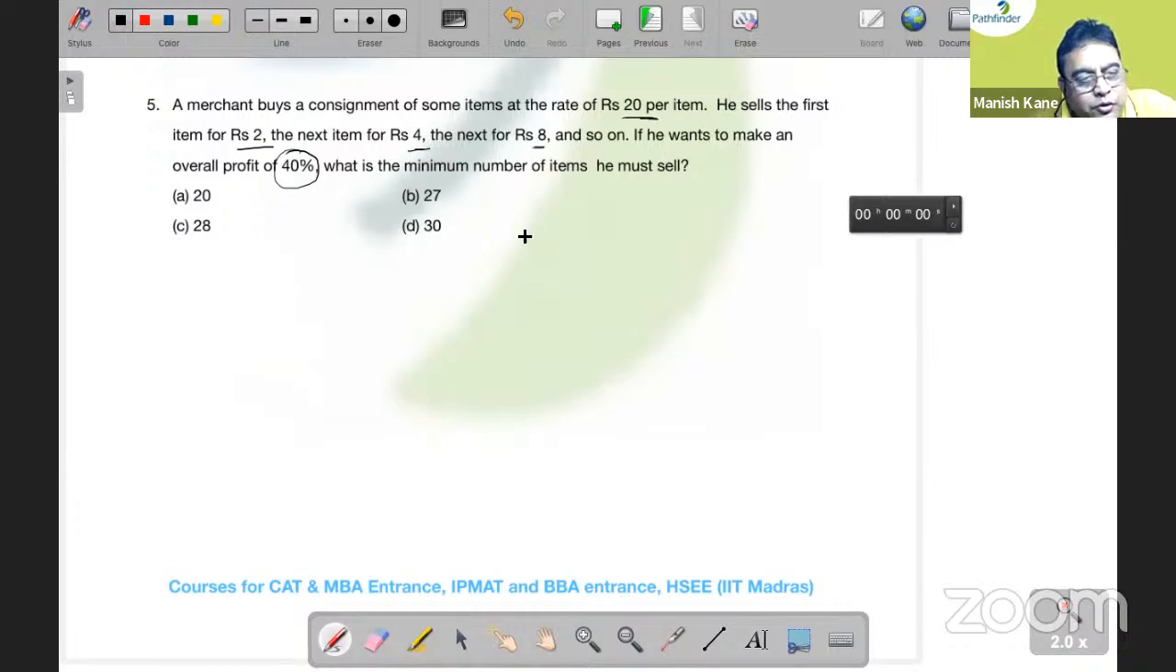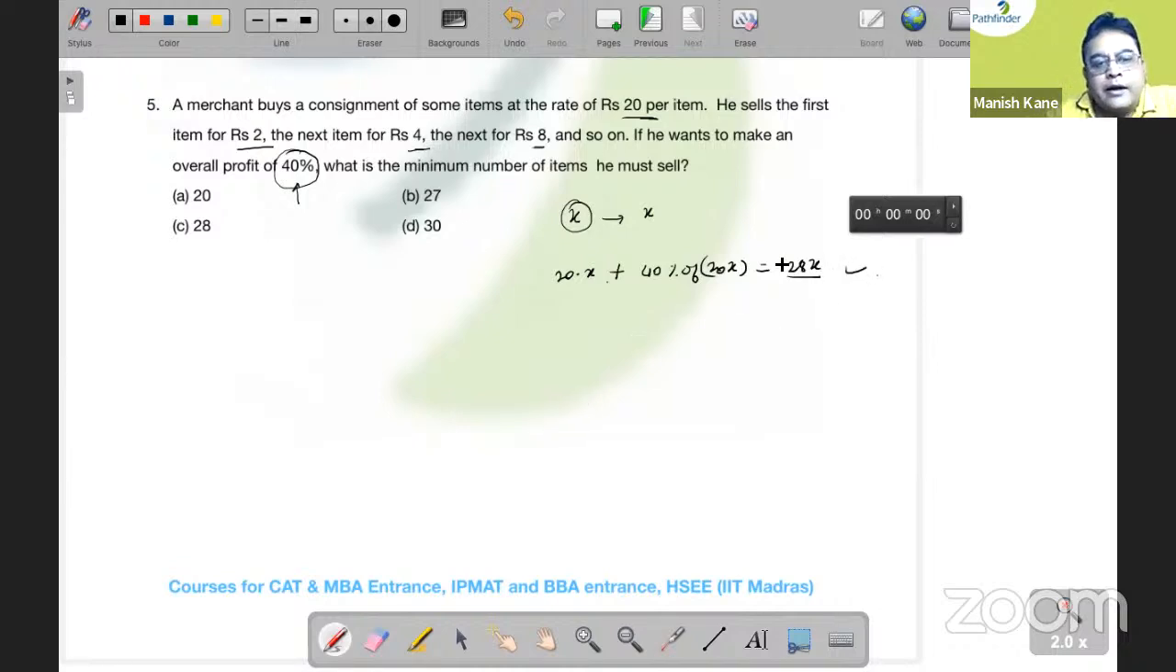So the first thing is you don't know how many items he must buy and sell. Suppose to gain at least 40%, he has to buy, let's say, X items. So what is the total cost of X items? 20 times X. And if you have to make a profit of at least 40%, what should your revenue be? 20X plus 40% of 20X, that is 28X. This is the first part, and again, I am asking you to do this computation orally. This can be done orally. So 28X must be your total revenue.